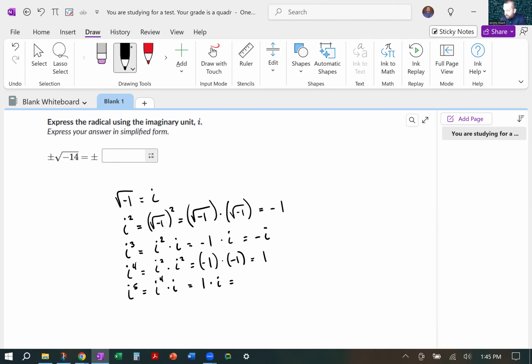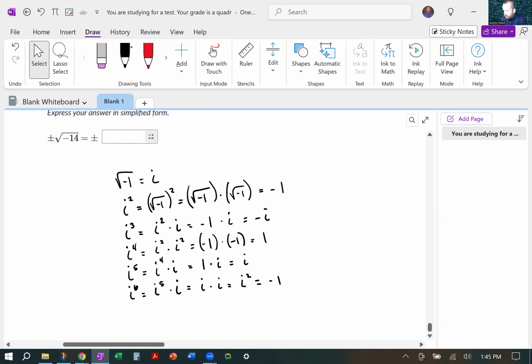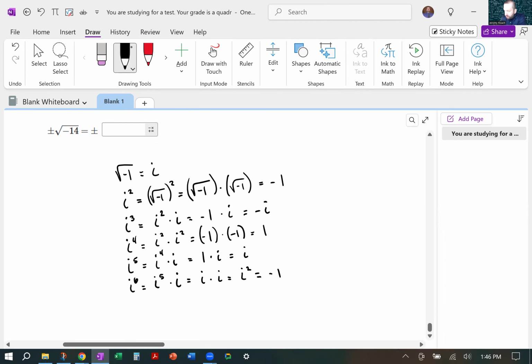So I to the 5th is equal to I. Do I to the 6th next. That's I to the 5th times I. So that's I to the 5th is I times I is I squared. Now we have to go back here, and I squared is -1. We're going to do two more, and then you might see the pattern already. But we're going to go through what the pattern is after these next two.